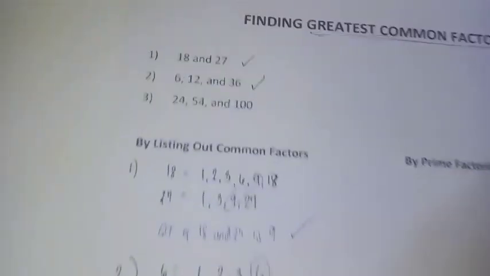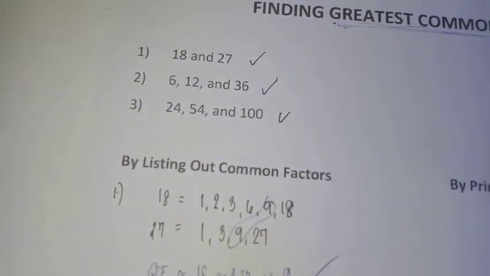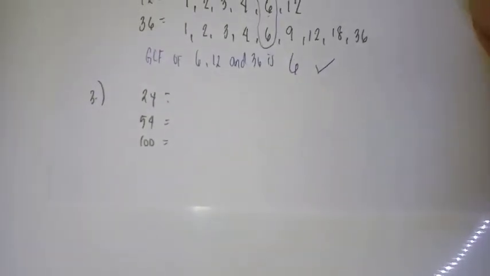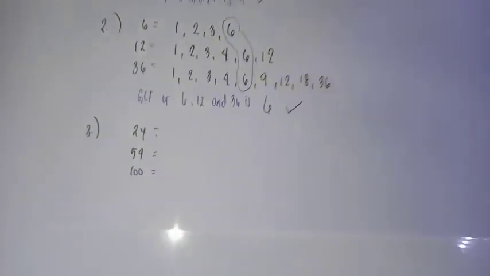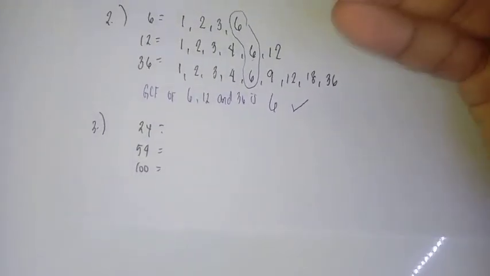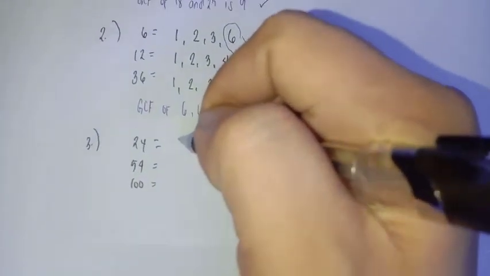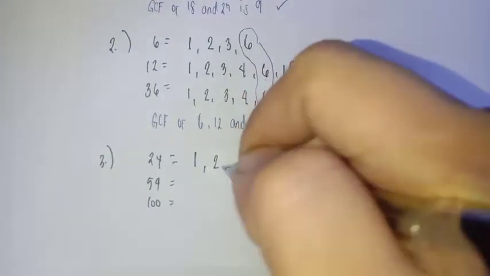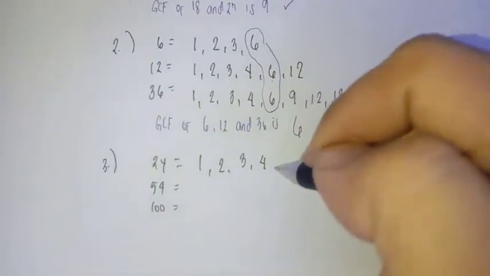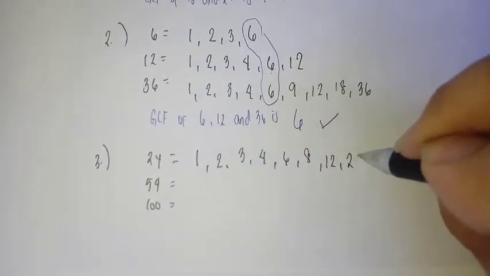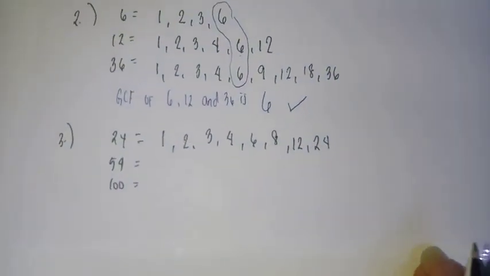Last item. We have 24, 54, and 100. Medyo malalaki na siya. Again, we have 24, 54, and 100. So, same process pa rin. Kukunin natin yung factors ng bawat numbers. Let's begin with number 24. Factors of 24 are 1, 2, 3, 4, 6, 8, 12, and 24. So these are factors of 24.